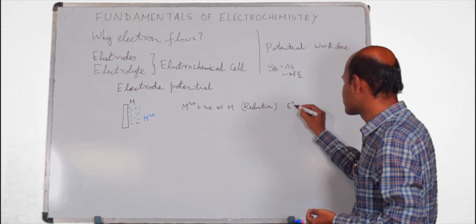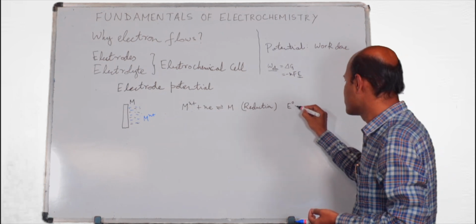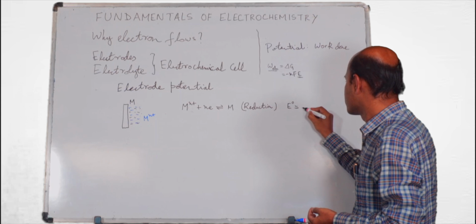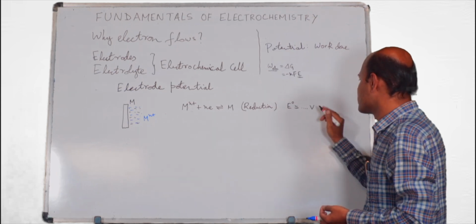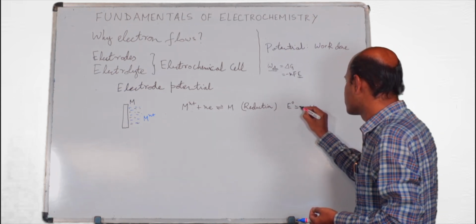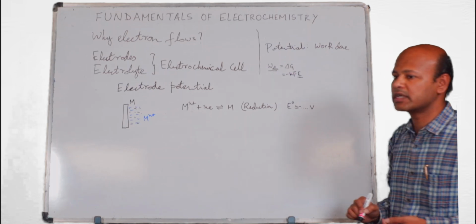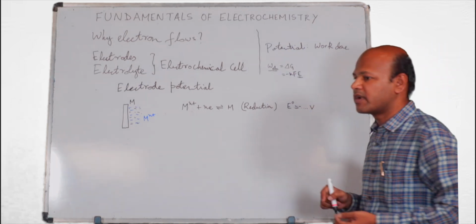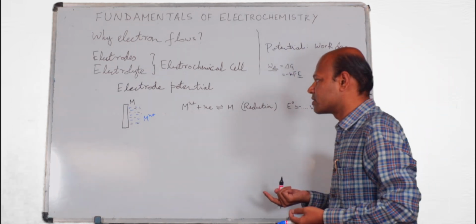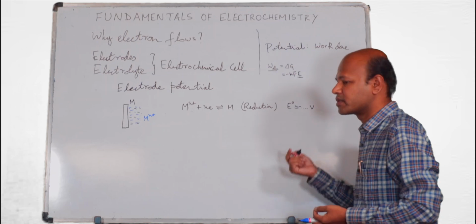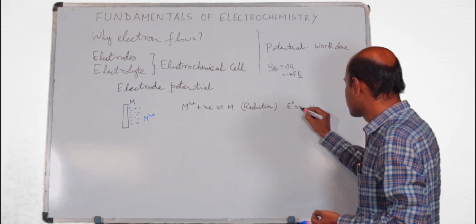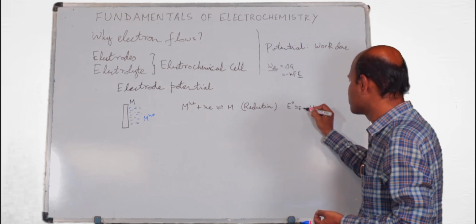So I'll write in terms of standard electrode potential. Some value we'll get, and the unit is volt. The reduction potential will generally be negative. It can be positive also. So it may be positive or it can be negative. I'm writing plus or minus.